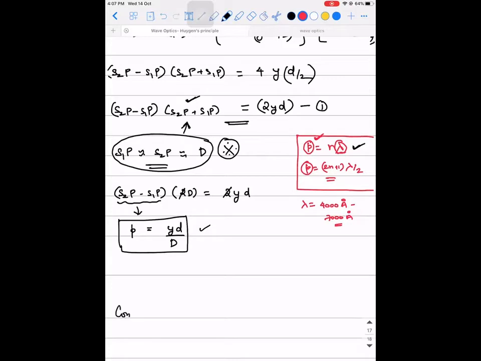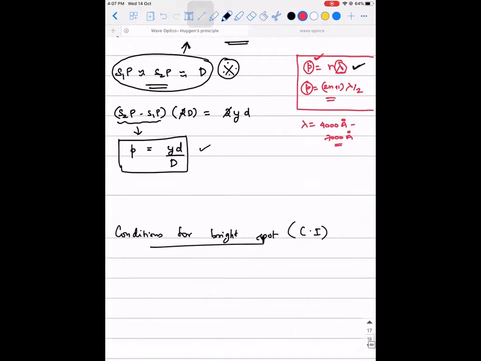Now I'm going to see the conditions for a bright spot, that is constructive interference, right? So path difference should be n lambda according to the interference concept. The path difference in this case is y into small d divided by capital D, that should be n lambda. So y will be equal to n lambda into capital D divided by small d.